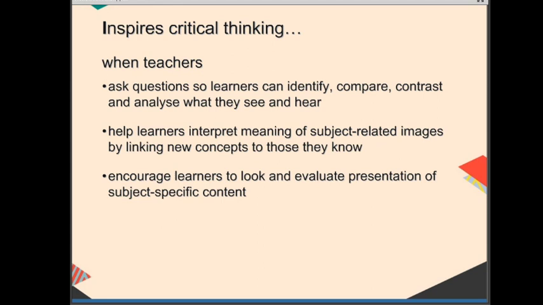To help learners interpret the meaning of images by linking them to words they already know, you can ask, what can we do in a sports centre? And to encourage learners to look and evaluate what they see on the video, you could ask, for example, does the video help you to say the places?